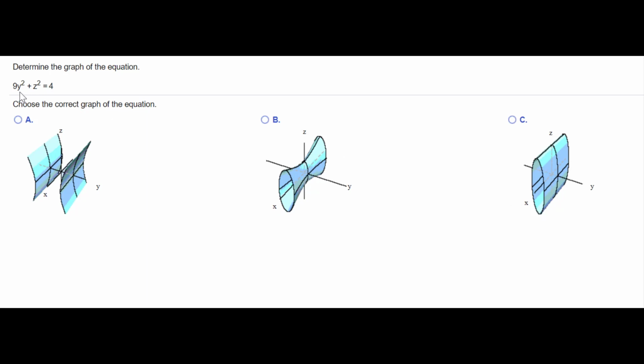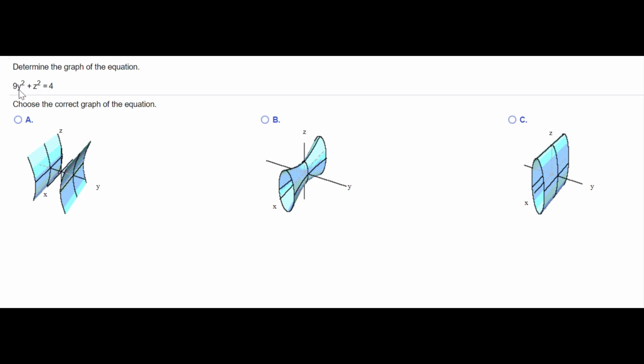Now if you think about it, y squared plus z squared is an ellipse in the yz plane. You can divide out the 4, but you can tell pretty quickly just by knowing that it's an ellipse, the y squared plus z squared in the yz plane. So it's got to be option C here, but let's just verify.